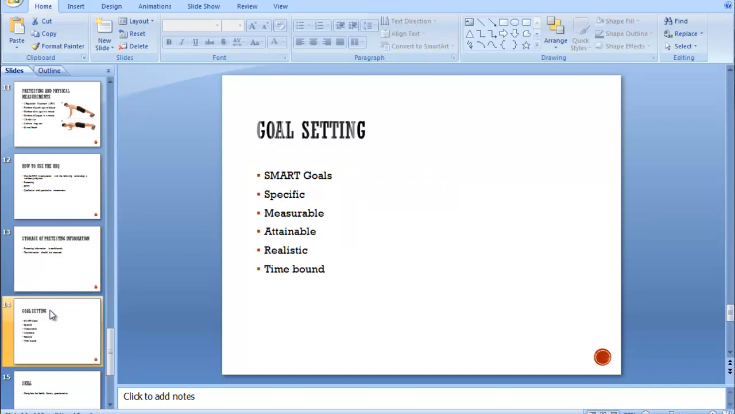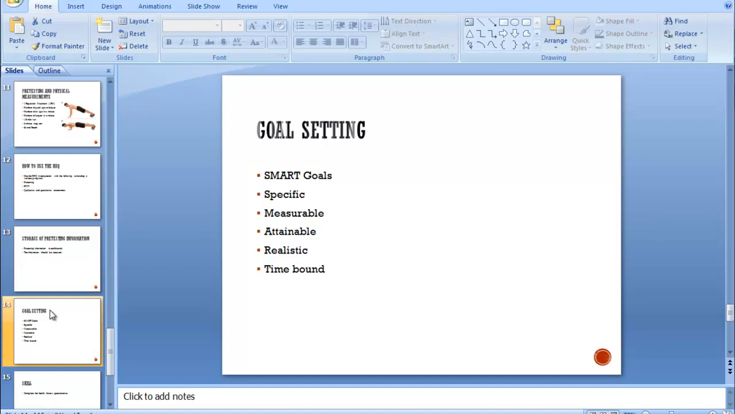Goal setting. How do you set up goals for yourself or other people? Use SMART goals. They need to be specific. Get right down to the root of the problem. What do you want to change? They need to be measurable. That's the reason we do pre-testing, so we can measure where we're at and see how much we improve. They need to be attainable. They need to be realistic.